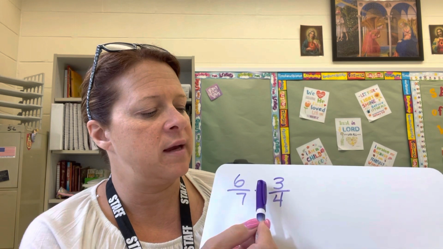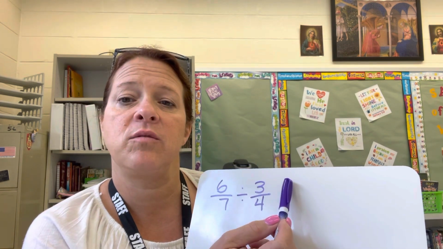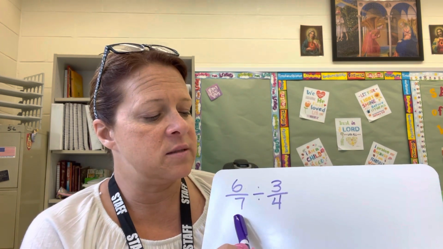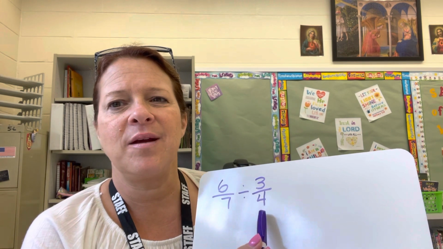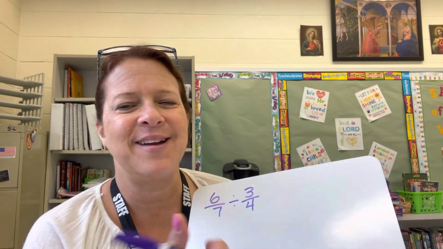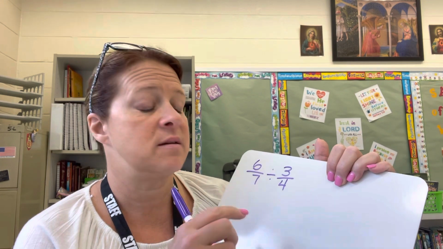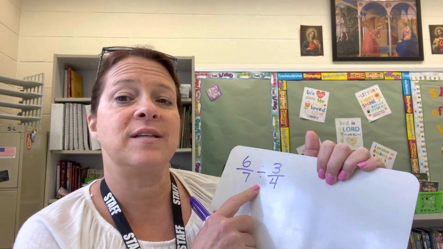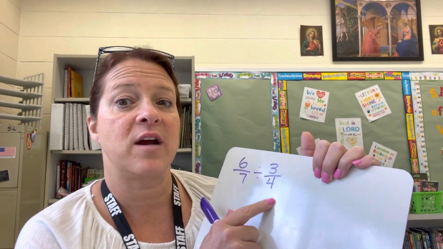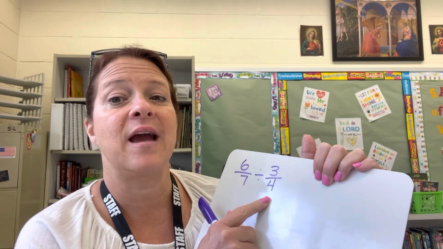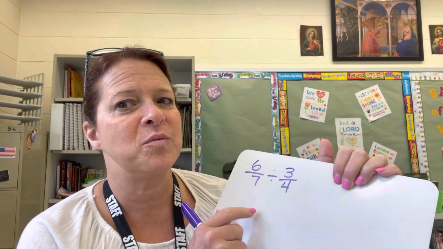We could divide our numerator, 6 divided by 3 equals 2, but 7 divided by 4 equals 1 3/4. And you can't have a fraction inside a fraction. So we have to have a different way to do it. The way we do it is we use the opposite operation, and then we use the opposite fraction, the second one. And the opposite fraction is called the reciprocal.